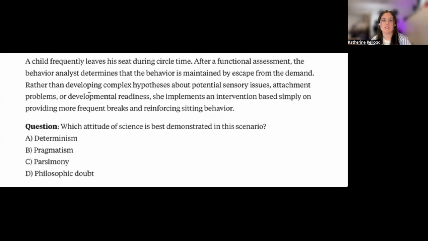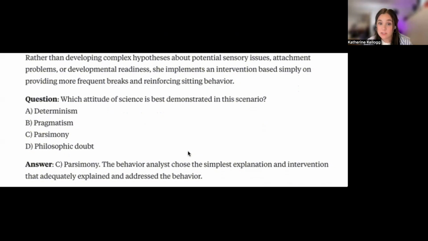Next up, a child frequently leaves his seat during circle time. After a functional assessment, the behavior analyst determines that the behavior is maintained by escape from demand. Rather than developing complex hypotheses about potential sensory issues, attachment problems, or developmental readiness, she implements an intervention based simply on providing more frequent breaks and reinforcing sitting behavior. Which attitude of science is best demonstrated in this scenario? You got it. Parsimony, the behavior analyst chose the simplest explanation, an intervention that addressed the most reasonable issue here, which is just needing more frequent breaks.